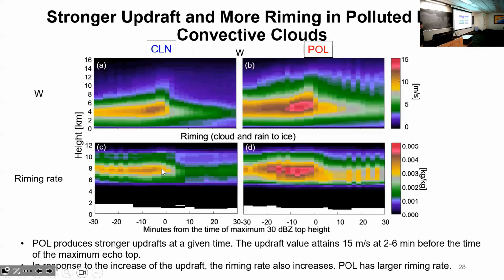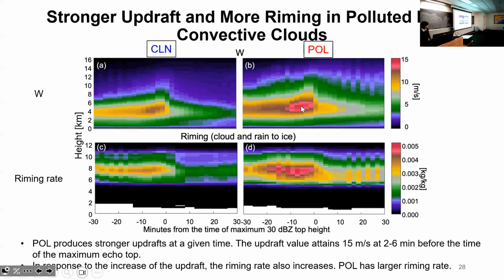And let's see the process rates from the models. These are the same height versus time cross sections of the updraft on the top and the riming rate on the bottom. Interestingly, the polluted case has a stronger updraft at the given time, especially in the middle of the time. This is about 15 meters per second.